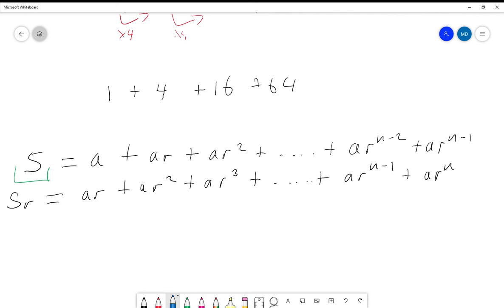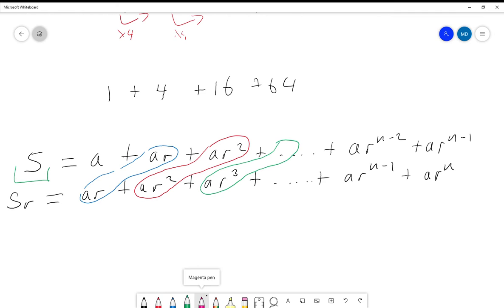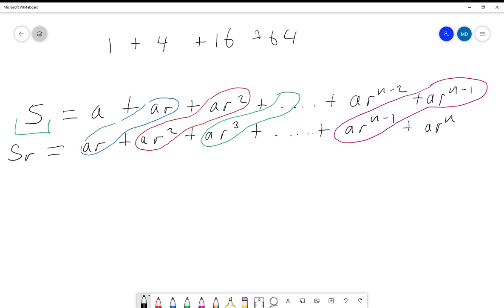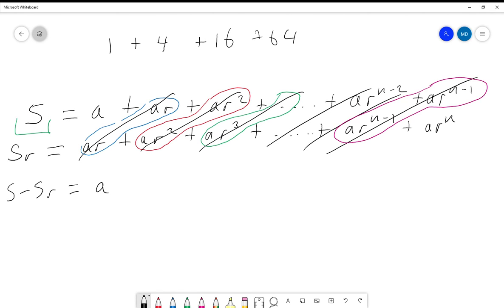But what is really nice now is that every term matches up with a term in the original series, but offset by 1. So we can just go all the way along, matching them up like this. So this is the key thing. If I subtract them, because we want to get rid of most of these terms, S minus S r is equal to, well, it's going to be a, and then the blue cancels, the red cancels, the green cancels, all the way along, and we're just left with ar to the n, but remember we were subtracting, so it's minus ar to the n.